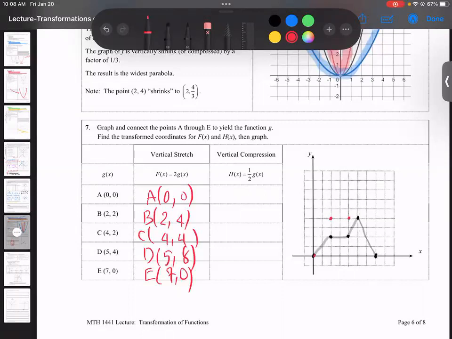4, 6, 8. And then 7, 0. What happened? What happened to the red one compared to the black one? Vertical stretch, right? Get higher, right?